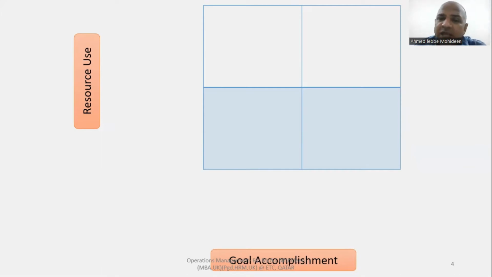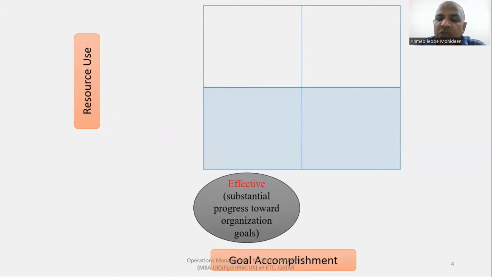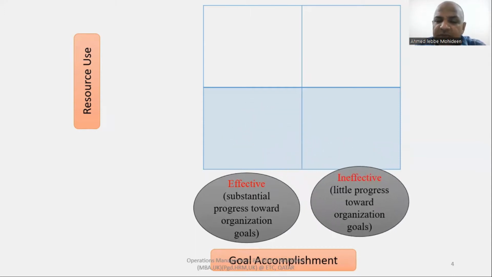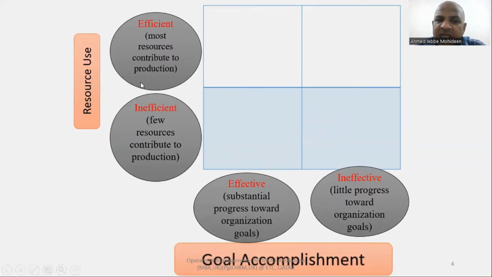Okay, so there are two areas. One is resource usage and the other is goal achievement. You can use the resources efficiently or inefficiently. You can achieve the goal effectively or ineffectively. Right? Resources are used efficiently or inefficiently. Goals are achieved effectively or ineffectively. Effectiveness is connected with the long-term goals. Efficiency is connected with the resources.